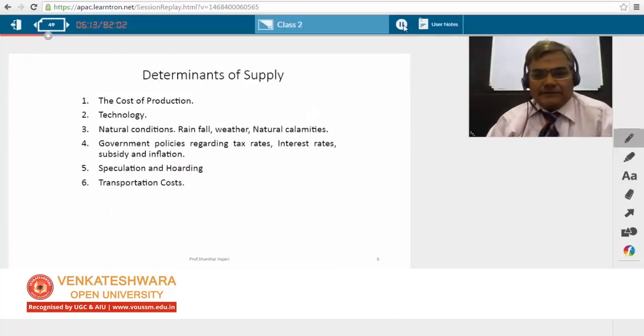So what are the factors affecting supply? Just like demand is affected by so many factors other than price, the supply is also affected by so many factors other than price. So what are these factors? They are called the determinants of supply. Determinants means the factors affecting the supply. The first one is the cost of production. The second one is technology.